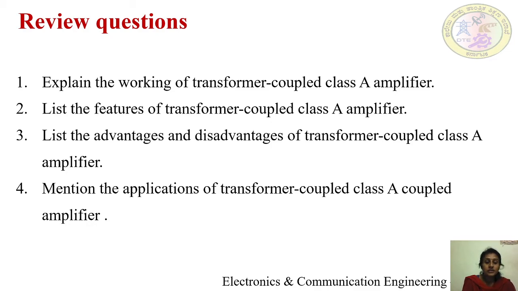So what all have we discussed in today's session? I discussed the working of transformer coupled class A amplifiers, advantages, disadvantages, and also we have derived the efficiency formula for the transformer coupled class A amplifier. The maximum efficiency of transformer coupled class A amplifier is 50%.